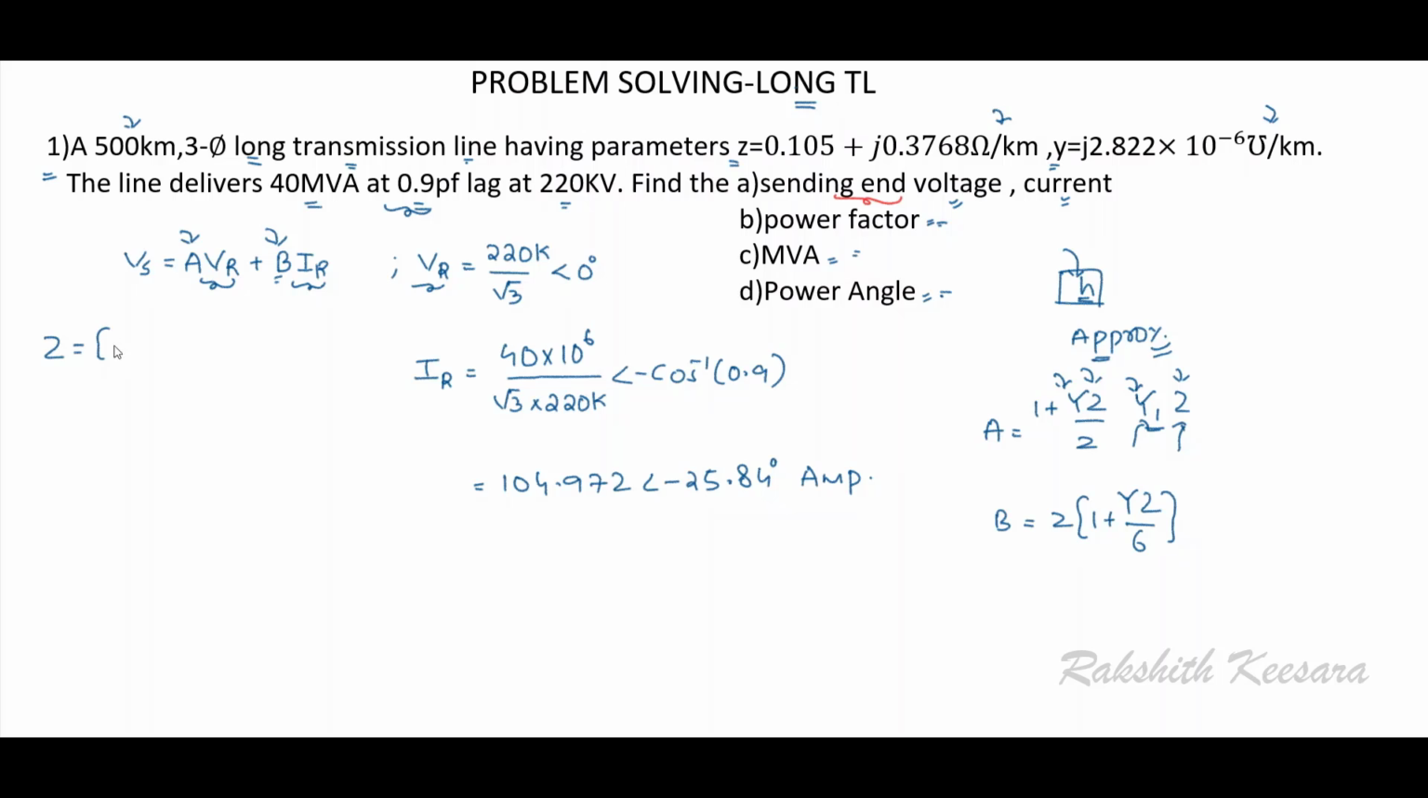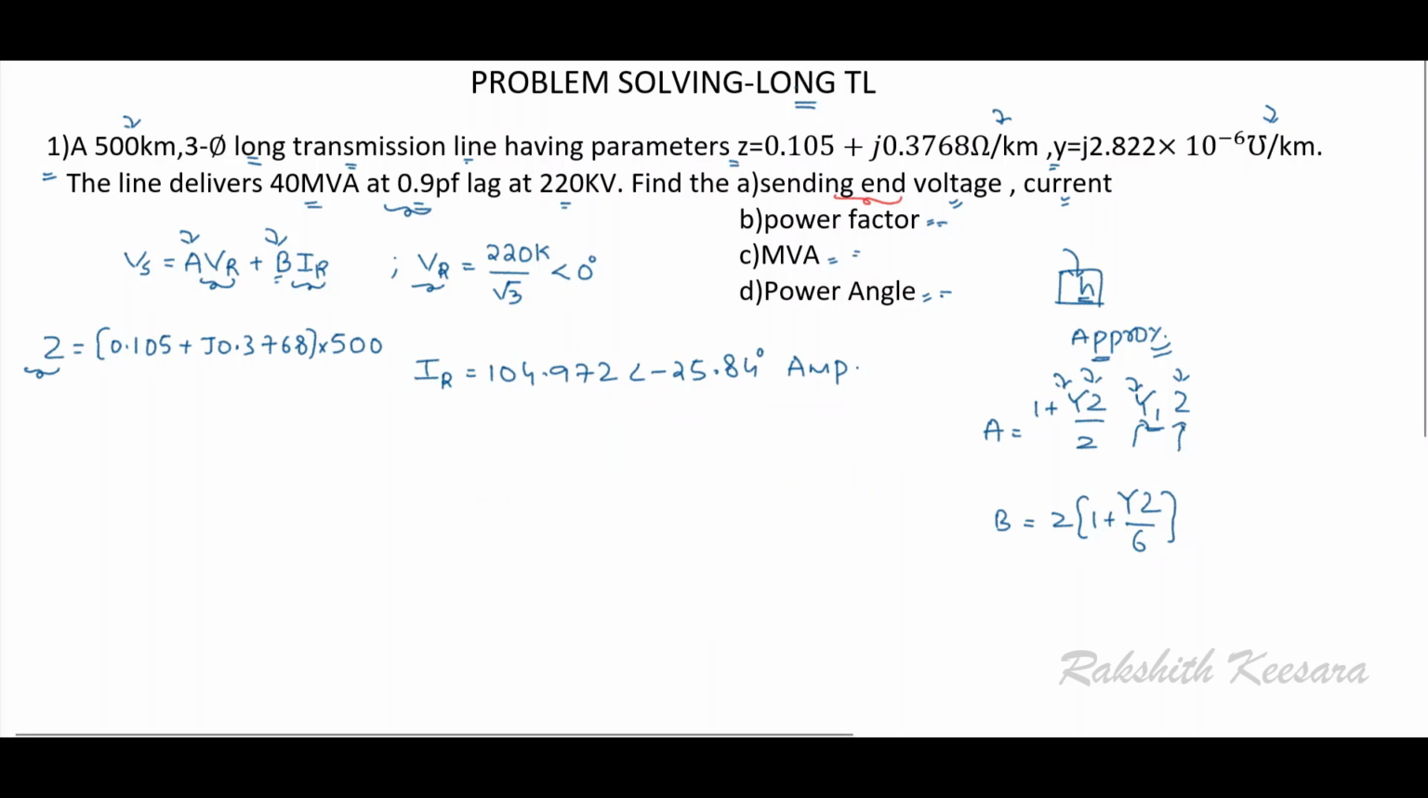Z is given as 0.105 plus j0.3768 per kilometer. If we want the total Z, we should multiply this per unit length value of Z with the total length of the transmission line, that is 500 kilometer. So let us see. And the answer is coming out to be 52.5 plus j188.4 ohm. Check once.